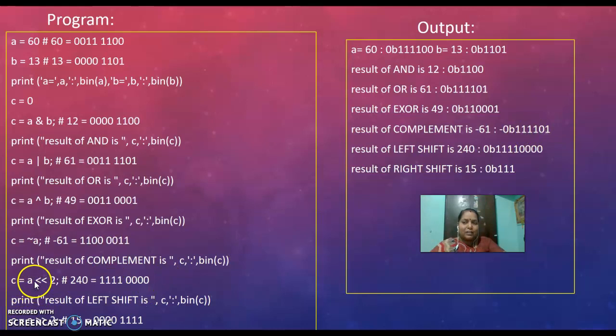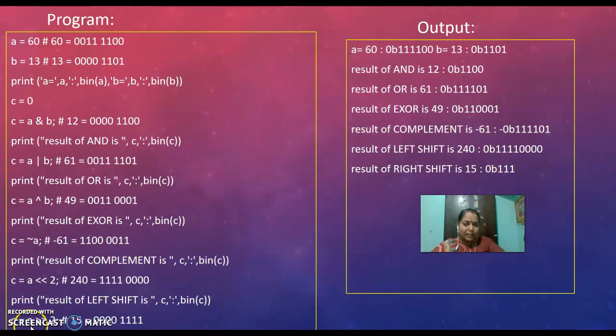Next is C equal to A left shifted by 2. The resultant value is 240. The binary value is printed here. So the result of left shift is C with the binary value of C.